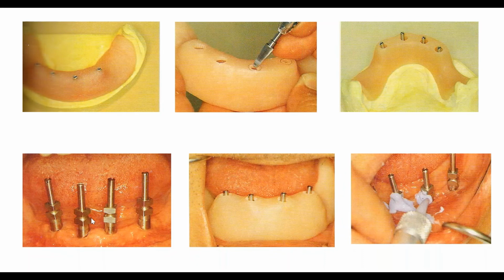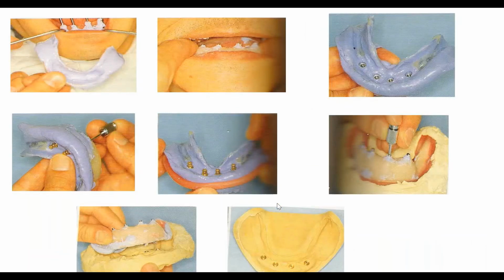Now, after placing the pickup impression coping in the patient's mouth, the tray is tried and the light body putty impression is made, or a polyether impression can be made. Now, after making the impression, the lab analog is attached to the pickup impression coping, and the impression is poured and the cast is obtained.